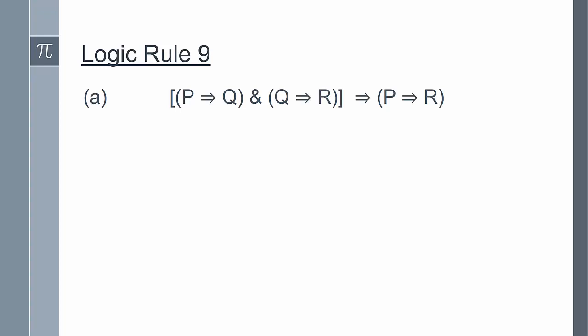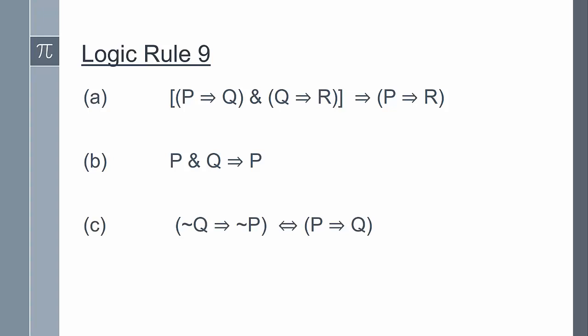The next rule gives a few more ways that implication is often used in proofs. Logic rule number 9 starts with: P implies Q and Q implies R implies P implies R. Next, part B: if we have the validity of P and Q, then that implies P. And the third part of logic rule 9 is essentially saying that the contrapositive is logically equivalent to the implication P implies Q. So not Q implies not P is logically equivalent to P implies Q.